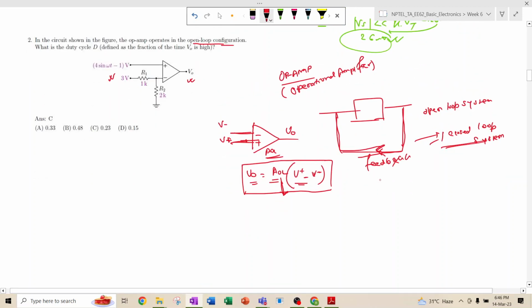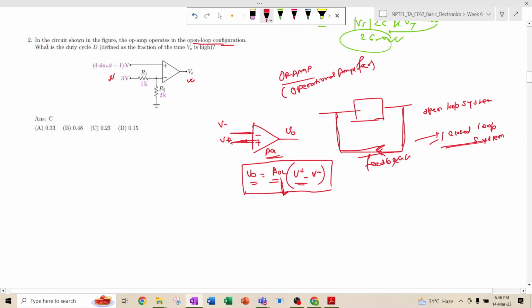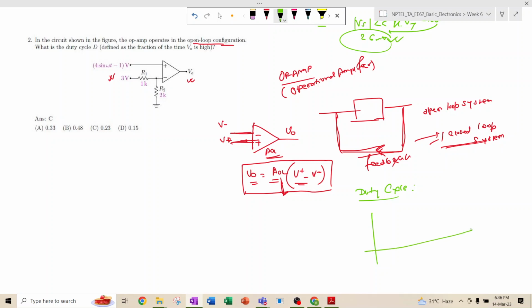So basically here the question is asking, in the circuit shown in the figure, the op amp operates in the open loop configuration. What is the duty cycle? So you must know about the duty cycle. What is the duty cycle I am discussing? For any signal there is a duty cycle. Duty cycle means, suppose you have one square wave.